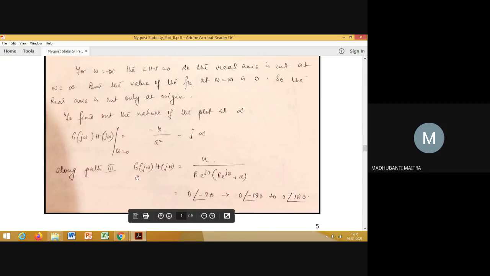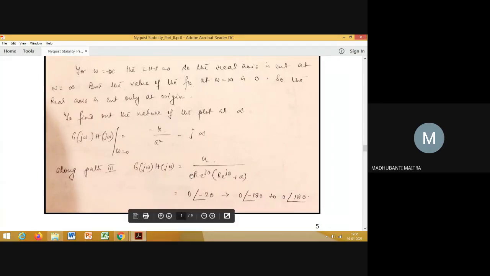So in this case, along path 3, this should be GSHS, not GJ omega, HJ omega. Okay, please correct this. GSHS is equal to K by R e to the power j theta into R e to the power j theta plus A.